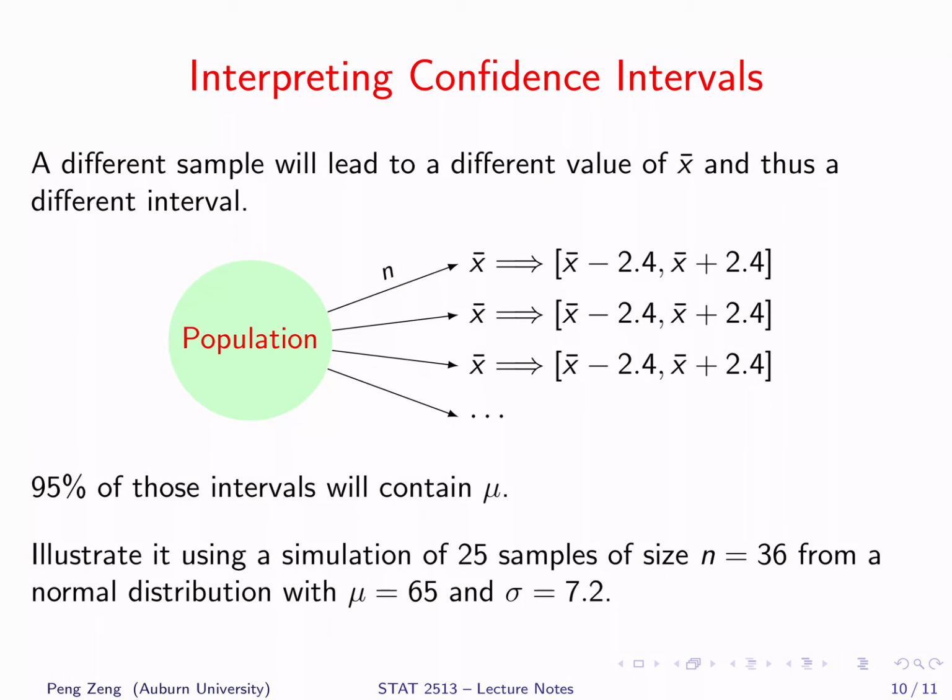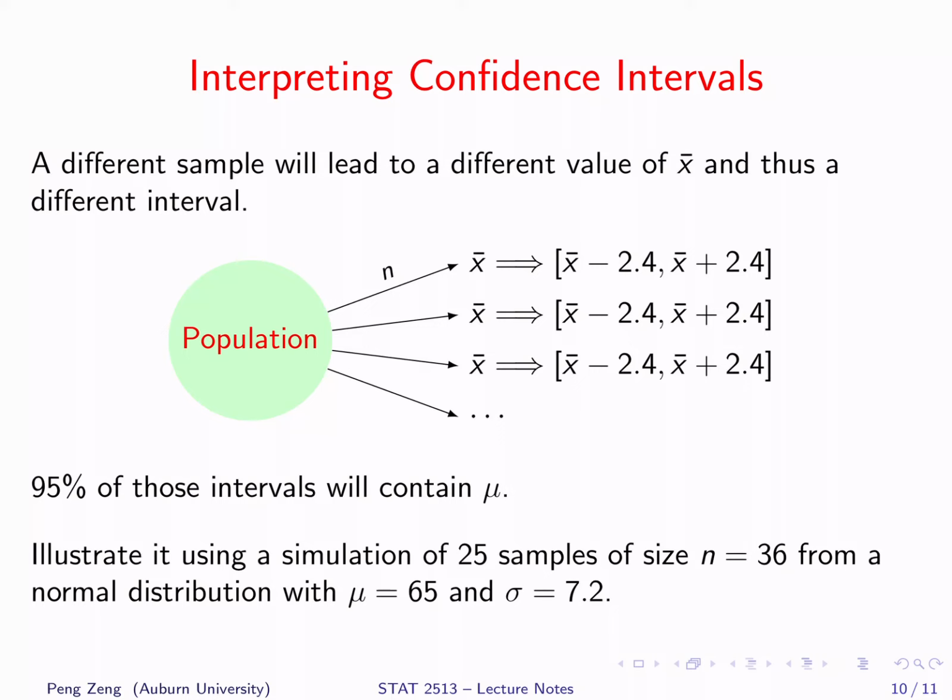Here, I want to emphasize a little bit more about the interpretation of confidence intervals. We have a population and we can take samples from the population. A different sample will lead to a different value of X bar and therefore a different confidence interval. This diagram shows that we may have many different intervals. Each interval is calculated based on one sample. The confidence level 95% means that 95% of these intervals will contain mu.